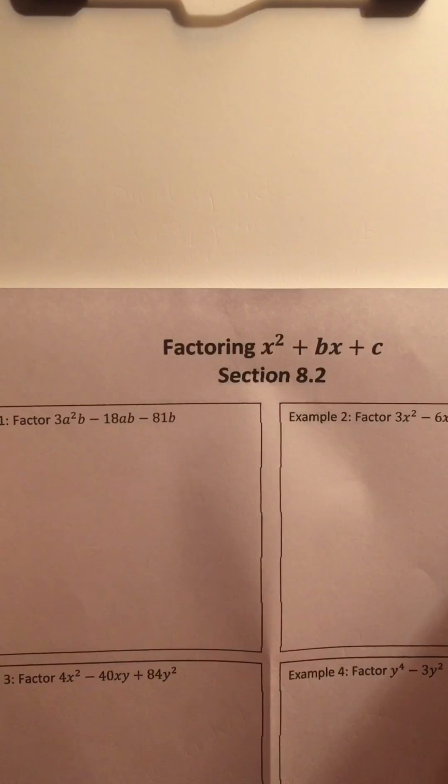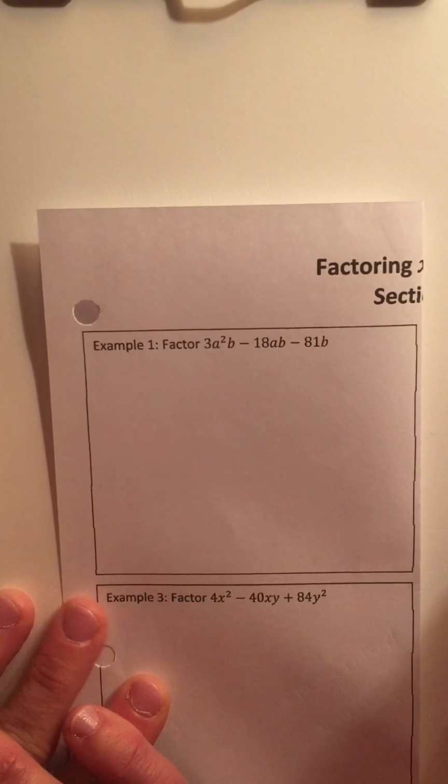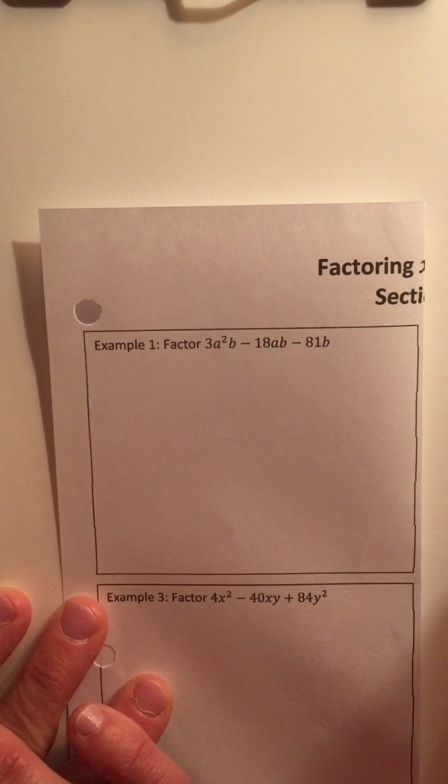Section 8.2, notes continued. We're factoring x squared plus bx plus c. These are different from the previous notes for section 8.2. Our trinomials look different because we have a greatest common factor in each of these problems. So looking at example 1, we are going to factor 3a squared b minus 18ab minus 81b.